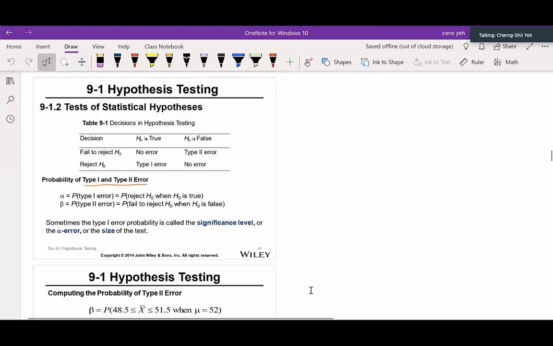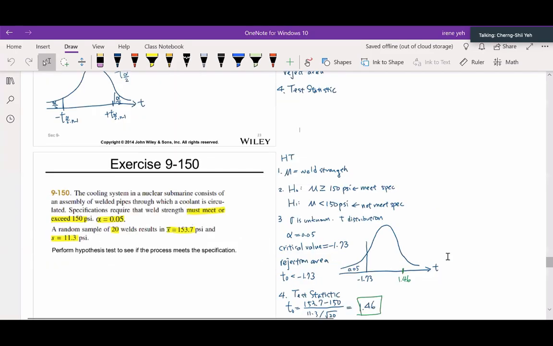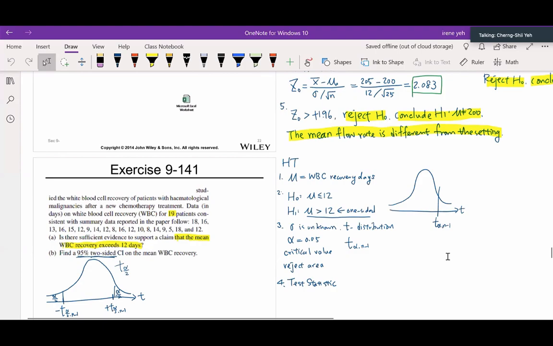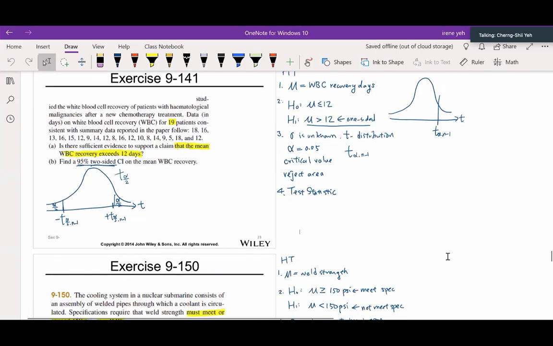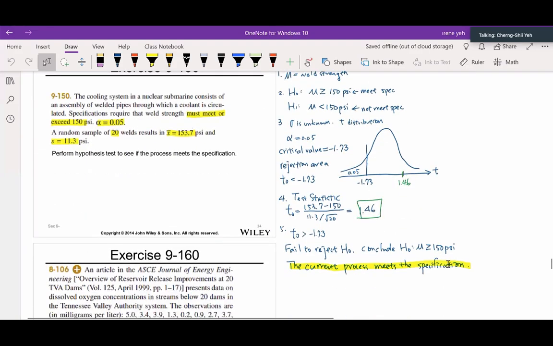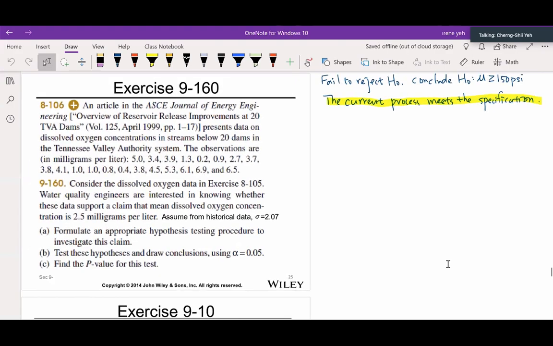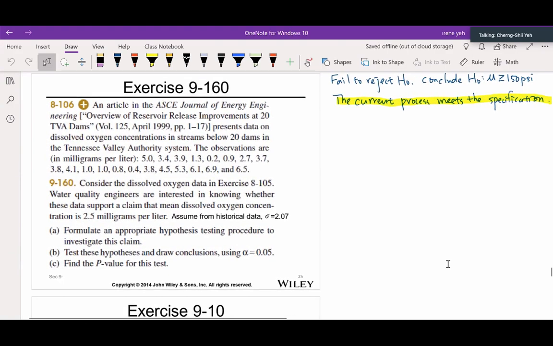Okay, I want to go back to here because last time we showed you how to use Excel to perform a hypothesis testing. Now I want to show you how to use Minitab to perform a hypothesis testing. Okay, and then we'll start type 1, type 2 error. Okay, let's start with this one because this one we didn't get a chance to go over last time. So let's go over this exercise using Minitab.